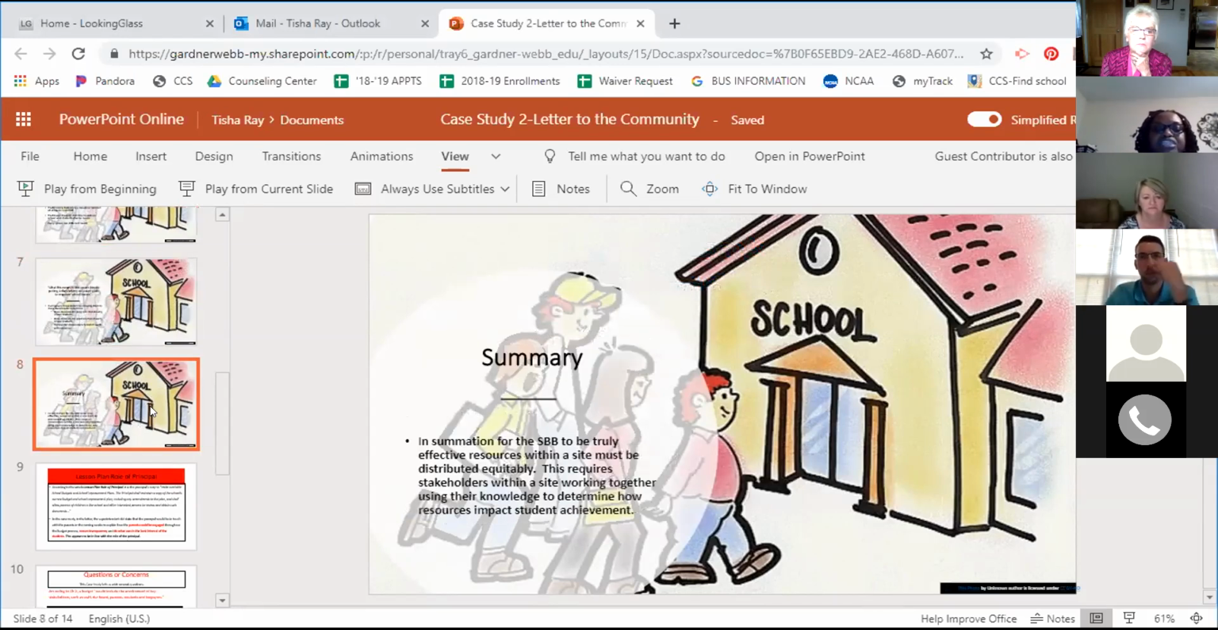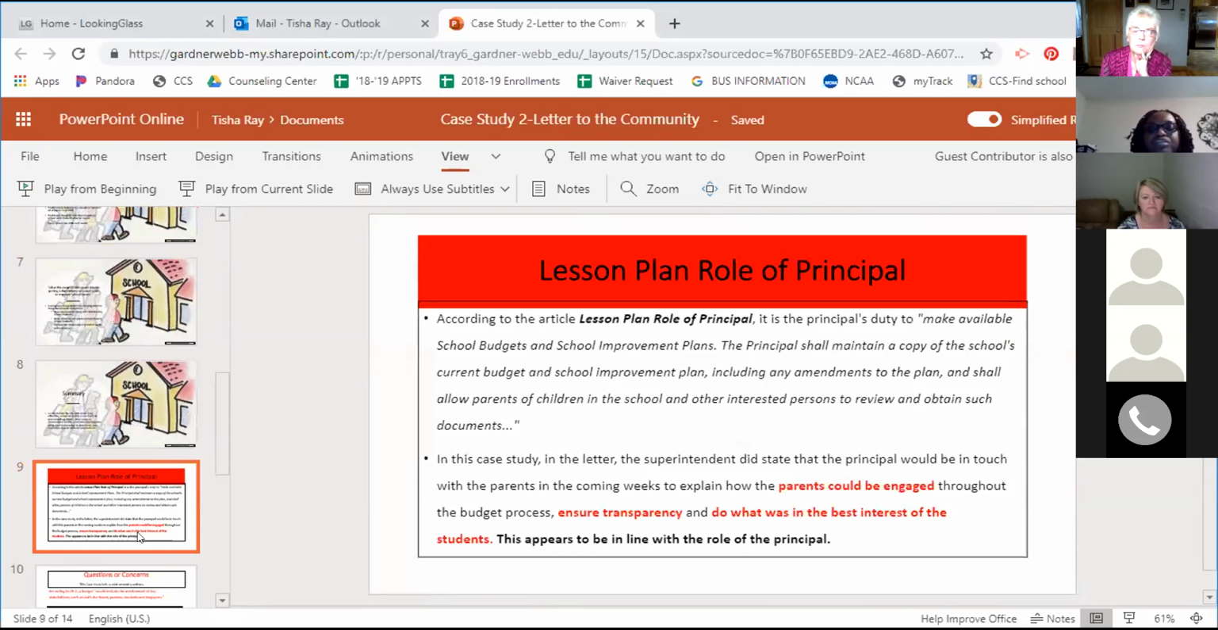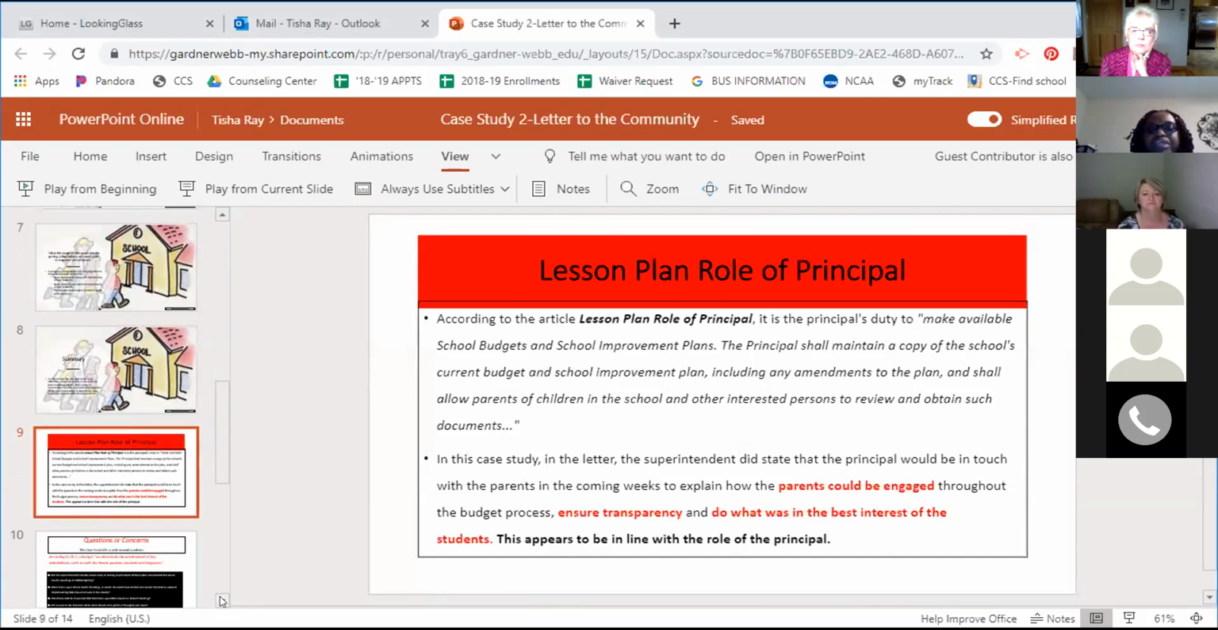Our summary and summation: for the SBB to truly be effective, resources within the site must be distributed equitably. This requires stakeholders within the site working together using their knowledge to determine how resources impact student achievement. And then we noted information from the lesson plan, role of the principal. It states that the principal has a duty to make available the school budgets and school improvement plans. The principal shall maintain a copy of the school's current budget and school improvement plan, including any amendments to the plan, and shall allow parents of the children in the school and other interested persons to review and obtain such documents.